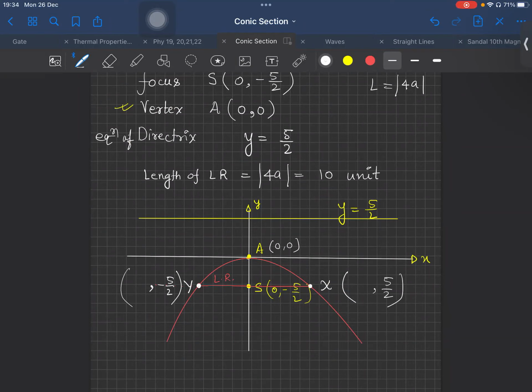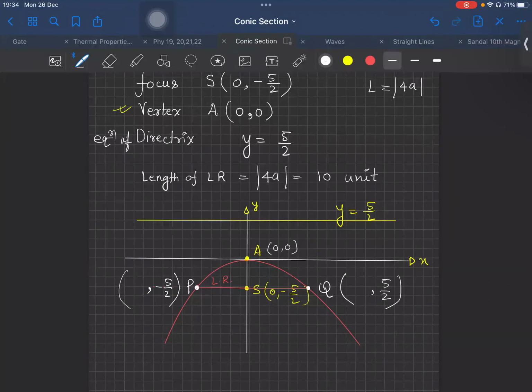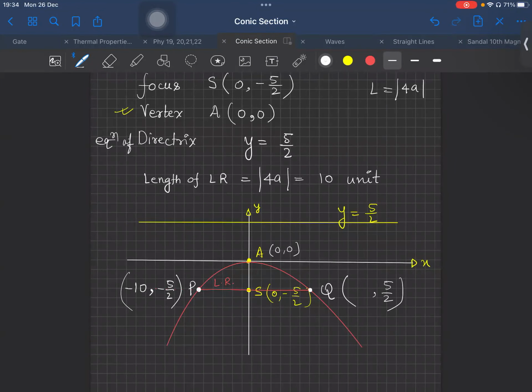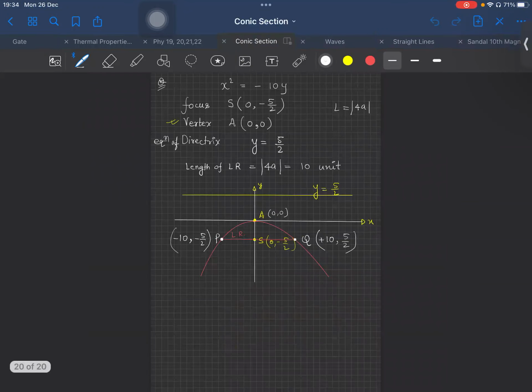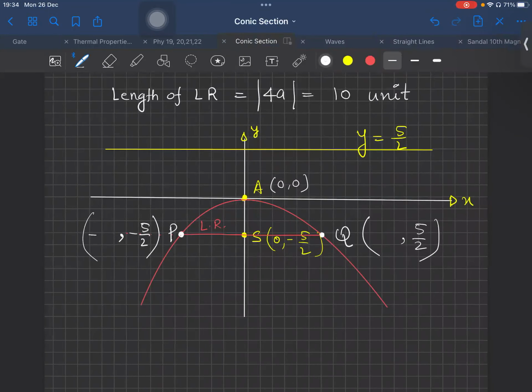I'm asking about the coordinate in this xy plane. Let me change the names, I think this is also causing a problem. Let's name it P and this point Q. So the coordinate of P will be how much? Minus 10, and this will be plus 10. Sorry, 5, not 10. It will be minus 5 and 5. You understood why?